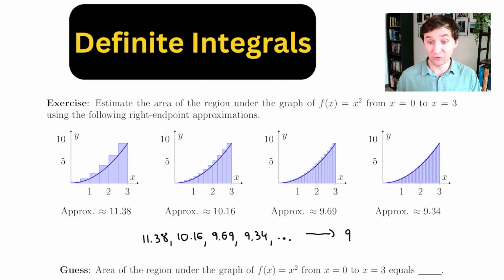However, if I was going to guess, I would say that the limit of this sequence is 9, which suggests that the area of the region under the graph of this function between x equal to 0 and x equal to 3 is exactly 9. Is there a way to confirm this answer algebraically? In other words, is there a way for me not to guess the answer, but to compute the answer? This is where definite integrals come into play.